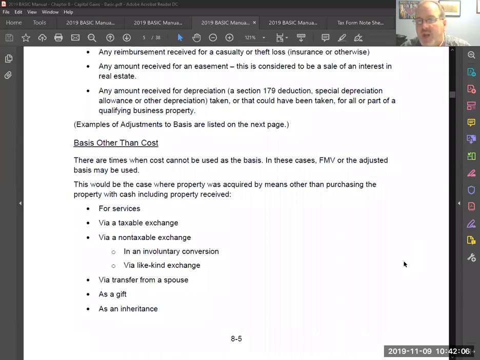Most of the time we can chase it down. If you have a home, chances are you can probably go to the assessor, and somewhere along the line there's an appraised or fair market value of that house on the roll. In the case of stock, you can always go back and chase it down.